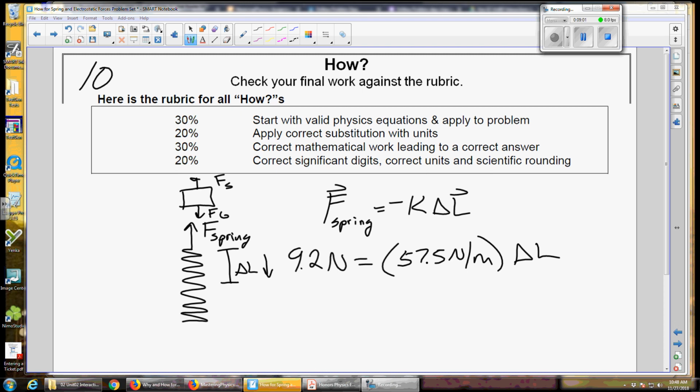That's okay. So technically for this, what I used was that the magnitude of the force is going to be the spring constant times the magnitude of the change in length.